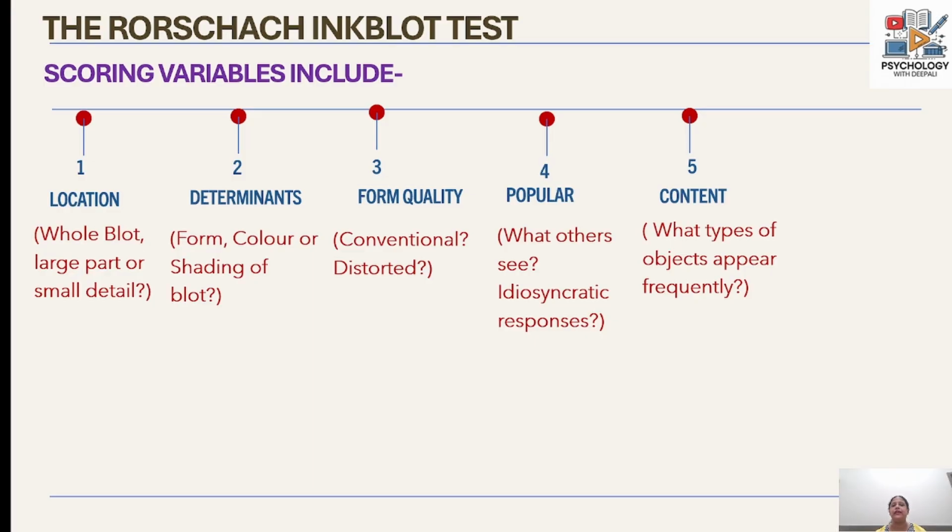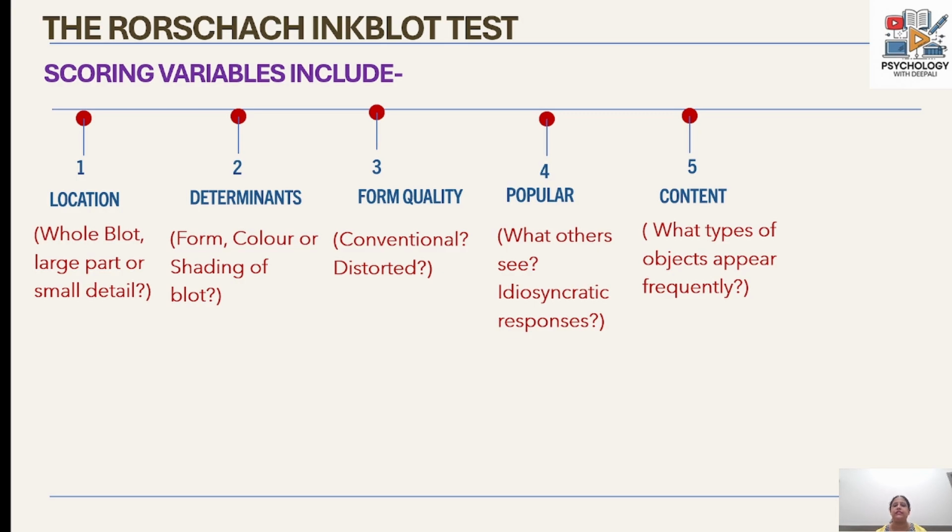So what are the scoring variables therefore? To sum it up, there are 5 different scoring variables. First is the location, that is, whether the whole blot, the whole card is taken to give an answer, or a large part is used by the subject, or only a small detail. Second is determinants. Is it the form or the shape of the pattern which is making him give that particular response? Is it the color, or the shading of the blot, which is making the person feel that this resembles a particular object?